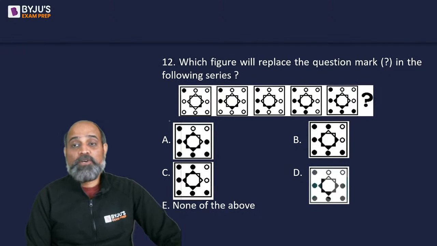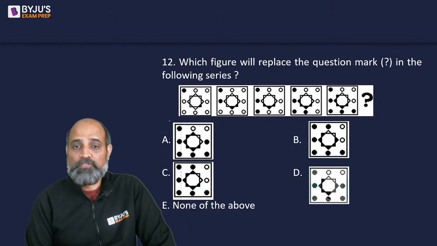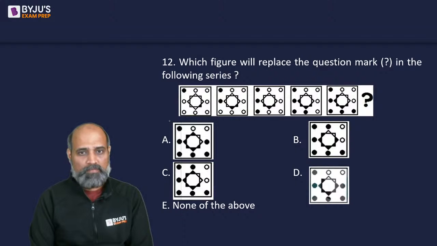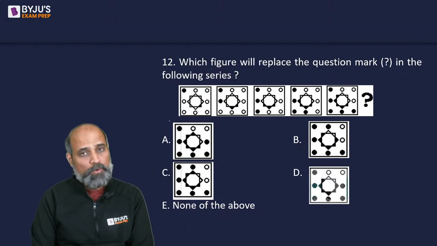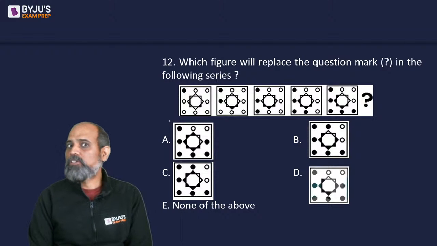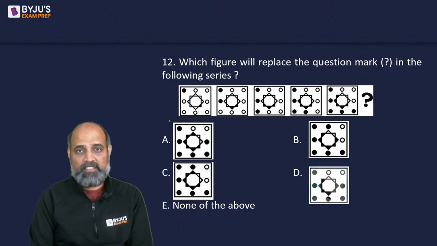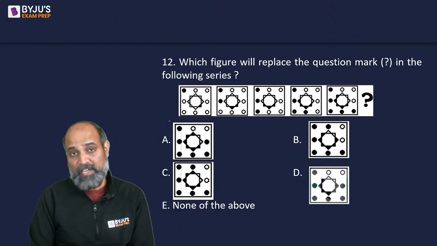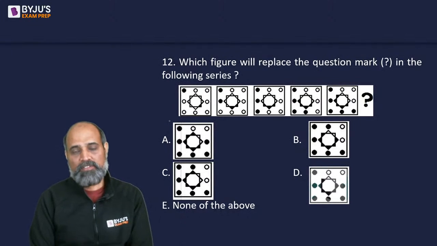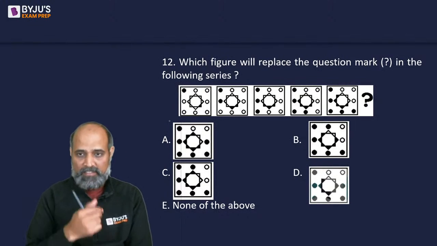Which figure will replace the question mark in the following series? So we have small dots, 8 of them. Then we have two squares forming a star-like shape at the center. The number of black circles and the small circles, there is a pattern. The number of black circles are increasing. The white circles are getting shaded one by one, and that is happening in the anti-clockwise direction. The number of white circles are decreasing.